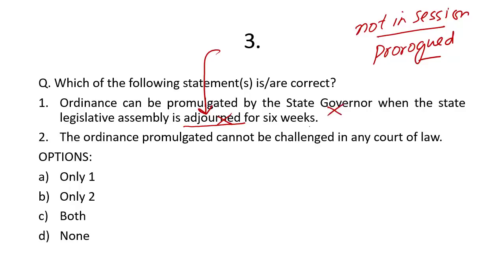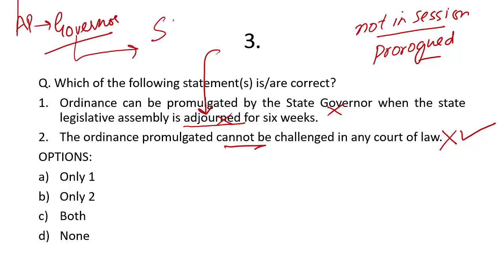The ordinance promulgated cannot be challenged in any court of law. No, it can be challenged. That's how the ordinance promulgated by the Andhra Pradesh governor, which reduced the term of the state election commissioner in Andhra Pradesh, was struck down by the court. So judicial review is part of the basic structure of the Indian constitution. Even ordinances can be challenged in a court of law. So both these statements are incorrect.